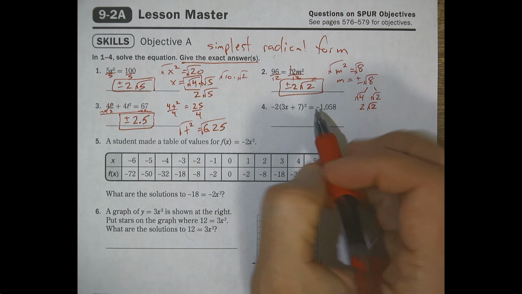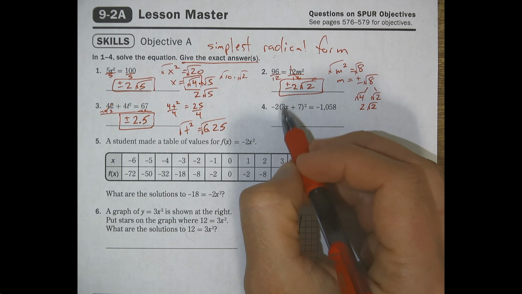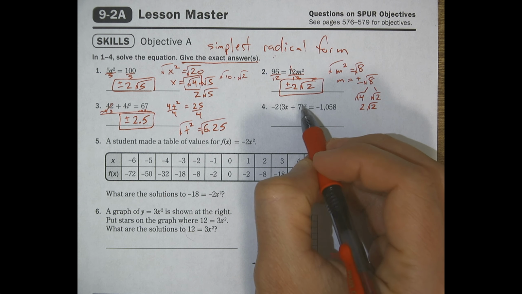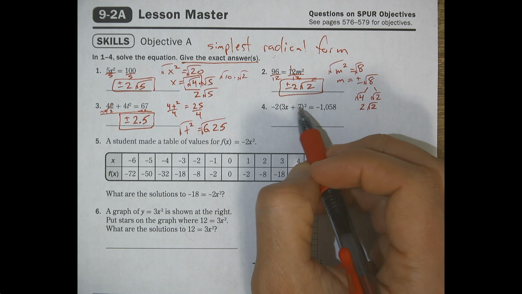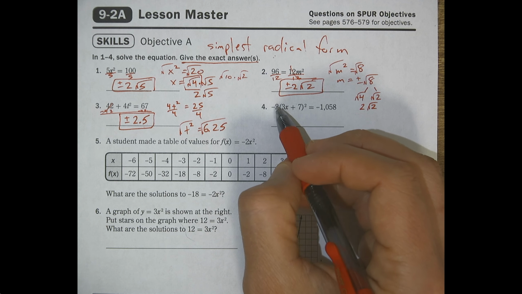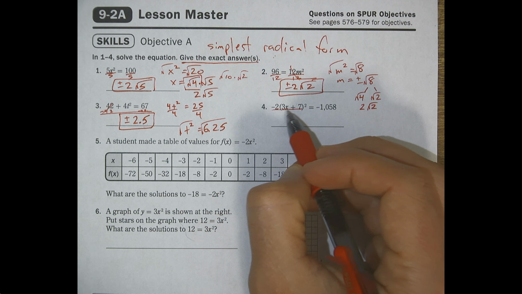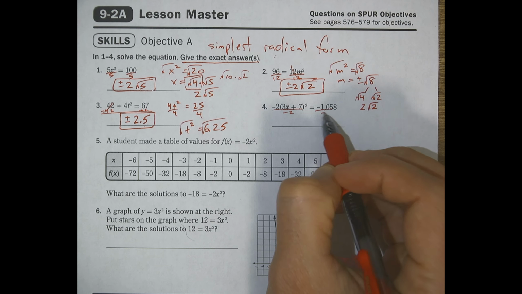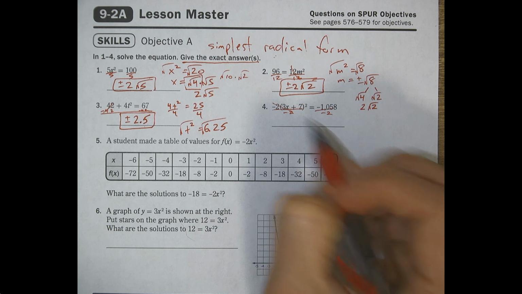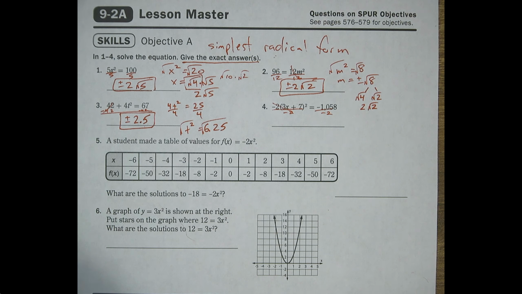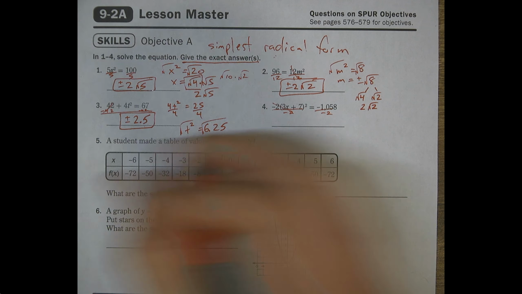Okay, number 4. Now we have a little bit different situation. We have a quantity being raised to the second power. We can still get rid of that power by taking the square root, but we want to isolate this power. So what we want to do first is actually get rid of this negative 2 that's being multiplied times the power times the quantity. So I can divide by it to get rid of it. And so 1058 divided by 2 is 529.